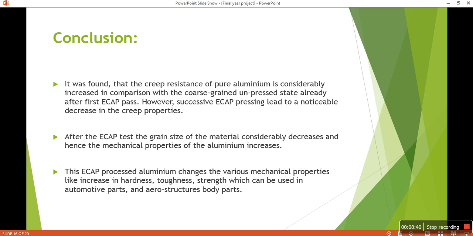Conclusion. It was found that the creep resistance of pure aluminum is considerably increased in comparison with the coarse grain and unpressed state already after the first ECAP pass. After ECAP, the grain size of the material considerably decreases and hence the mechanical properties of the aluminum increase. The ECAP process changes various mechanical properties of aluminum, like increases in hardness, toughness and strength, which can be used in automotive parts and aerostructure body parts.